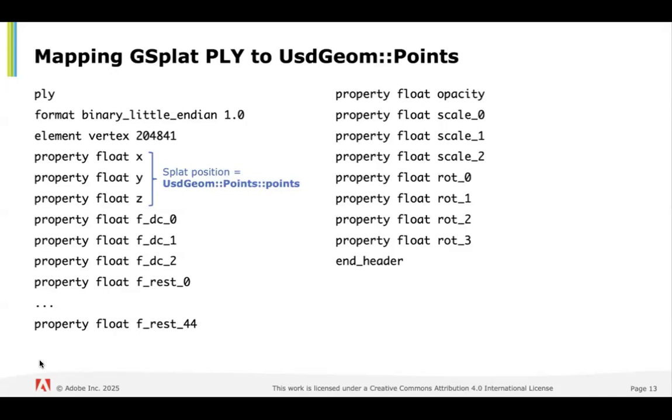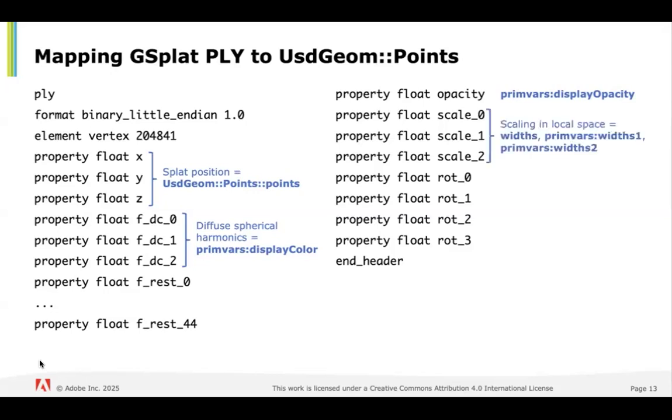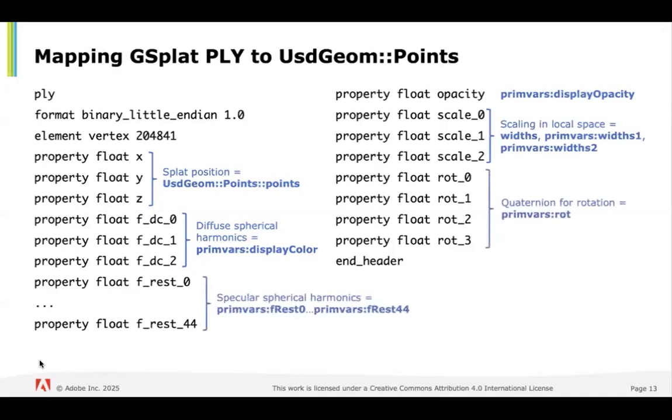And we convert the diffuse spherical harmonics to points display color, which is just the color for points in USD. We also convert the opacity into points display opacity, which is usually used for translucent points, but it's fine here because G-splat is just a kind of special transparent points. And there are three scales in Gaussian splat, so we map them to the point's width. And finally, we record other attributes like rotations or high order spherical harmonics as primvars with similar names to those used by the PLY.